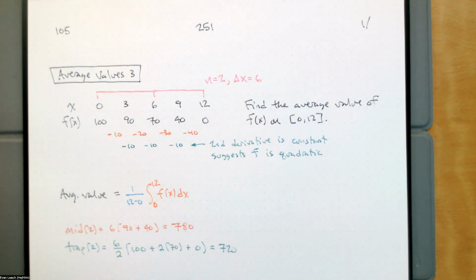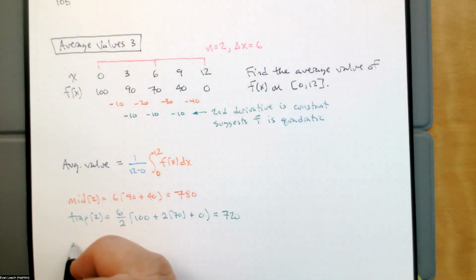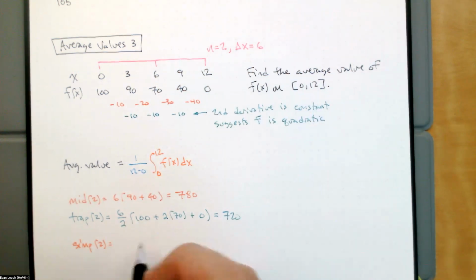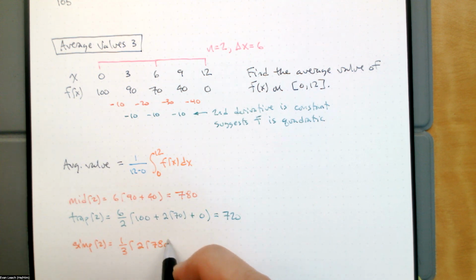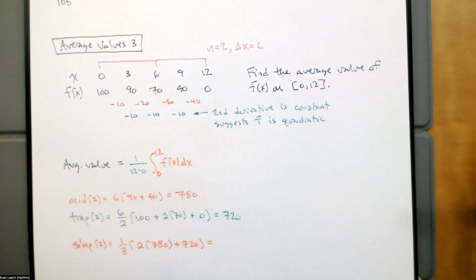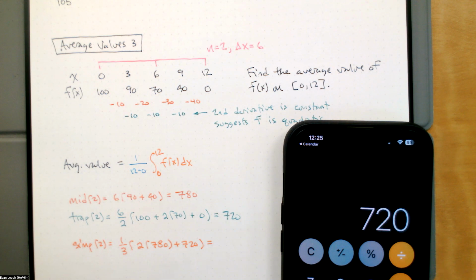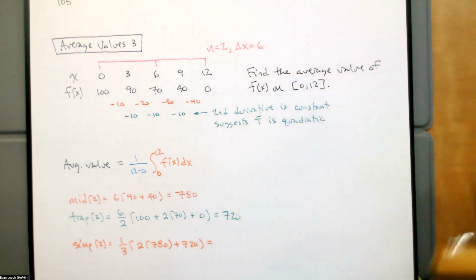So if we want to average these two with Simpson's rule, I'll take 2 midpoint rules and 1 trapezoidal rule. So Simpson's rule is going to be the average of 2 midpoint rules and 1 trapezoidal rule. That gives 760.